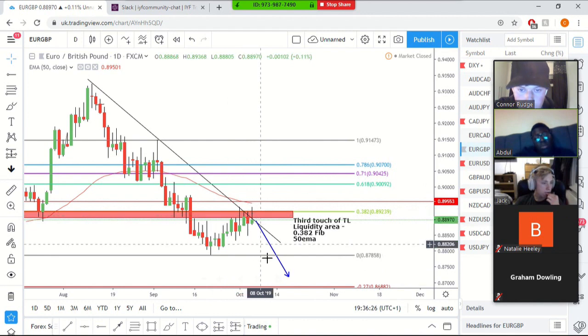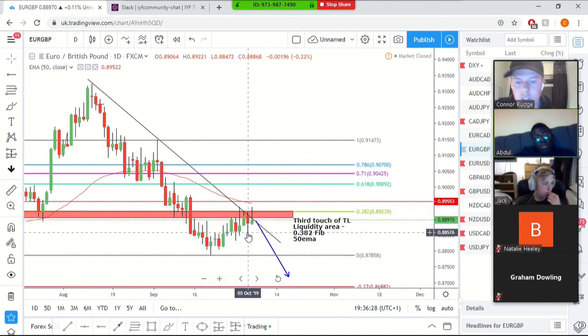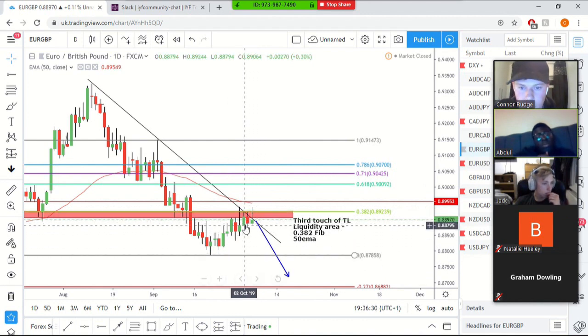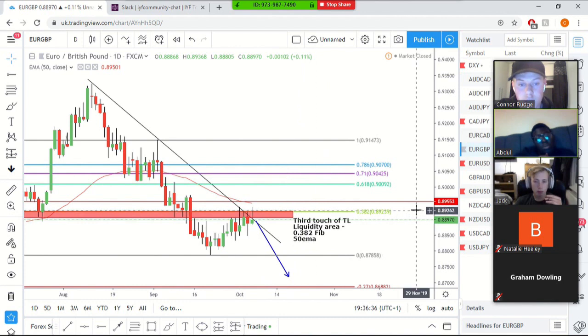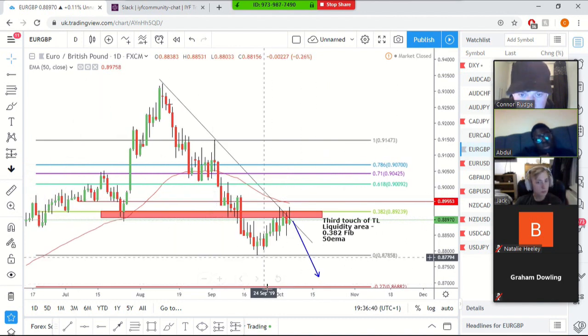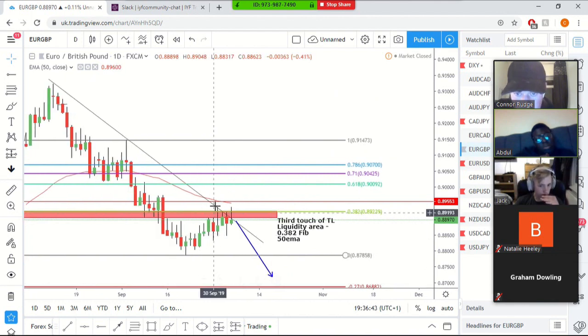But we can look for an entry straight away. I don't really like entering on Sunday or Monday, but we can get one here. You can see third touch of trend line, liquidity area here, 0.382 fib, which is always quite important to look at, just to get an idea of what might happen. And also we can see the 50 EMA acting quite nicely as resistance here.